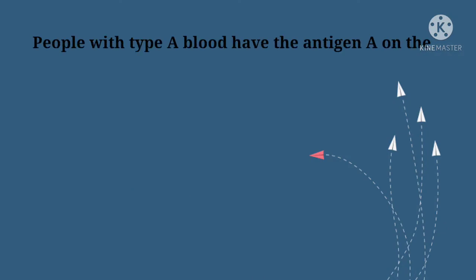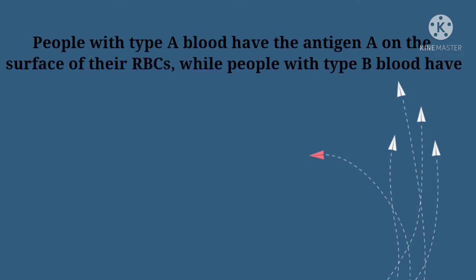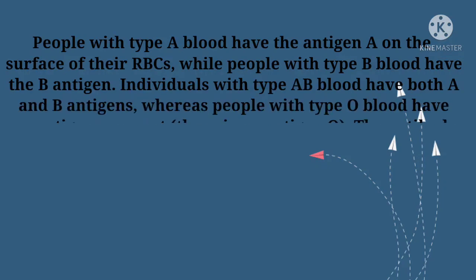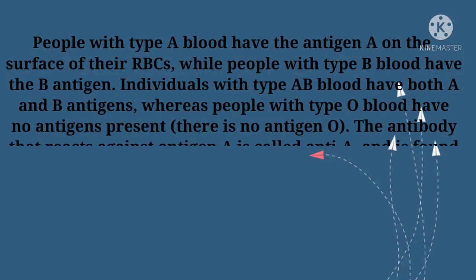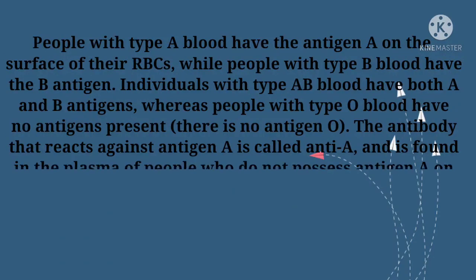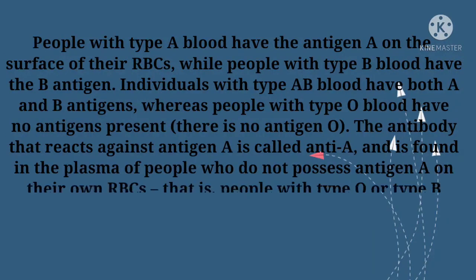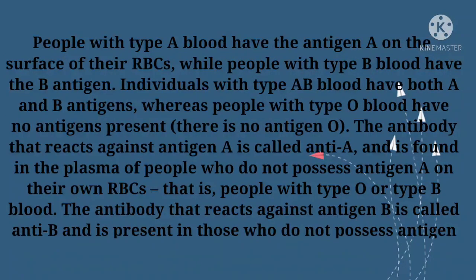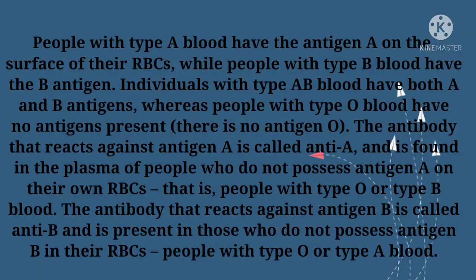People with type A blood group have the antigen A on the surface of their red blood cells, while people with type B blood group have the B antigen. Individuals with type AB blood have both A and B antigens, whereas people with type O blood have no antigens present. The antibody that reacts against antigen A is called anti-A and is found in the plasma of people who do not possess antigen A on their red blood cells. That is, people with type O or type B blood.